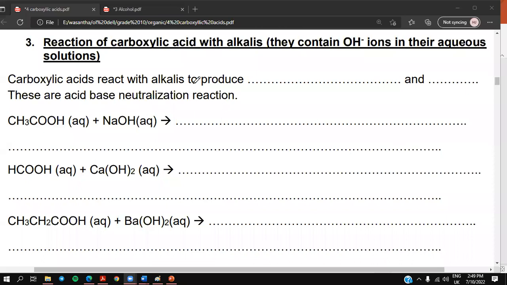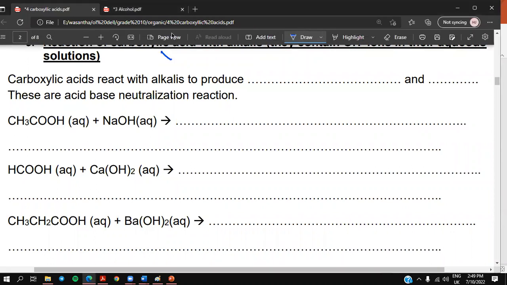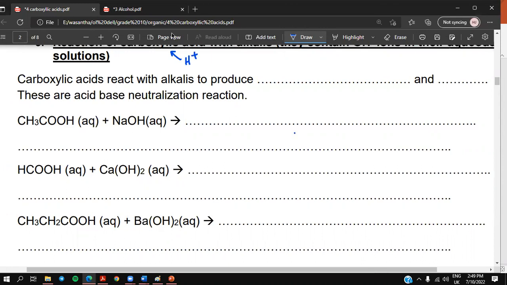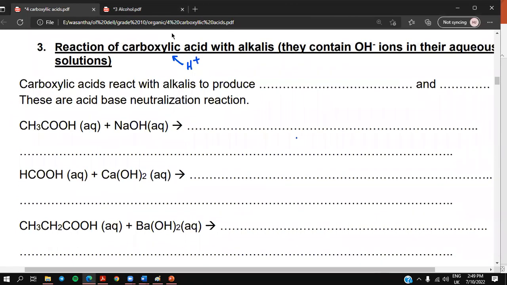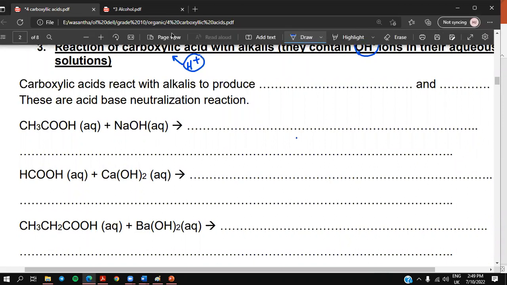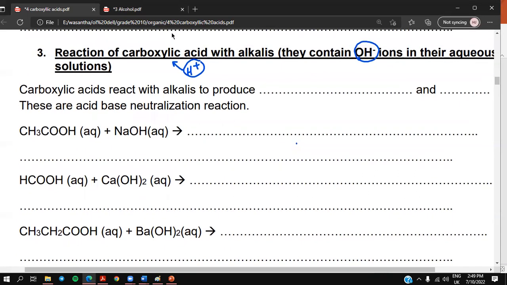In the third reaction, we see how carboxylic acids react with alkalis. Carboxylic acids, because the word acid is there, contain hydrogen ions. Now, alkalis are substances which contain OH negative ions in their aqueous solutions. Actually, this reaction is between hydrogen ions and OH negative ions. When carboxylic acids react with alkalis, two things are produced: salts and water. This is how it happens.